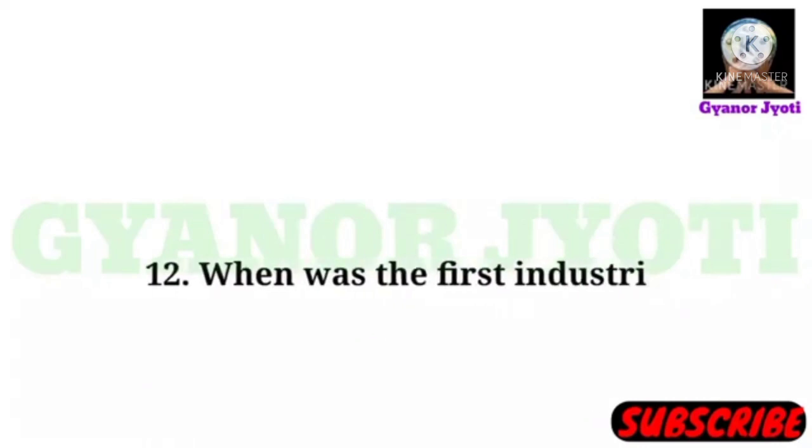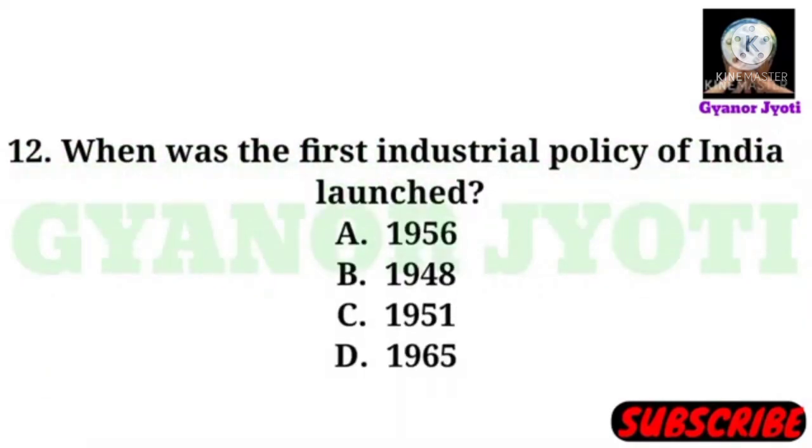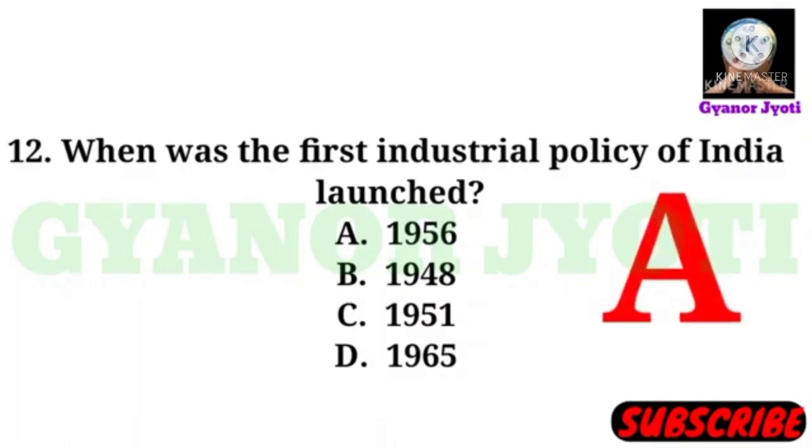Next, when was the first industrial policy of India launched? Correct option is option A. Option A is 1956. The first industrial policy of India was launched in 1956. Option A is the correct.